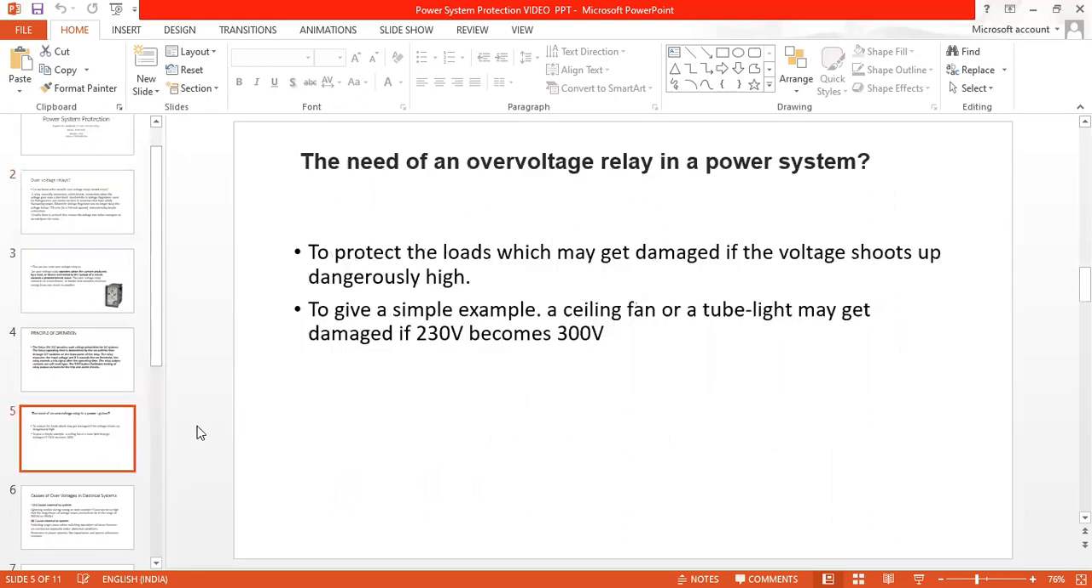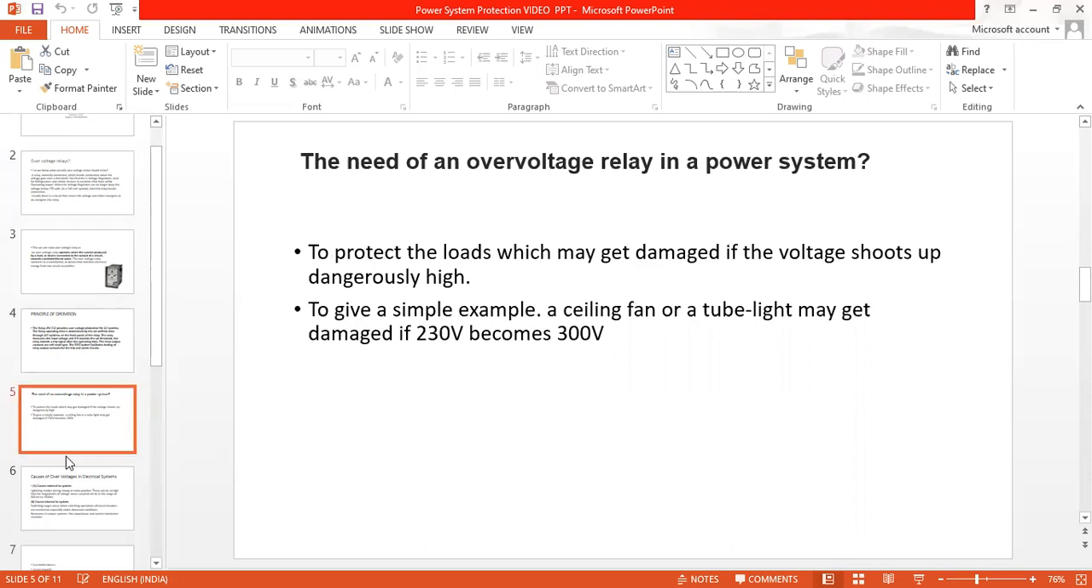And it protects loads which may get damaged if the voltage shoots up dangerously high. To give a simple example, a ceiling fan, a geyser used for household purposes, a heater, or a kettle can be protected by an overvoltage relay in the power system, as they may be damaged if the incoming voltage is more than 230 volts.